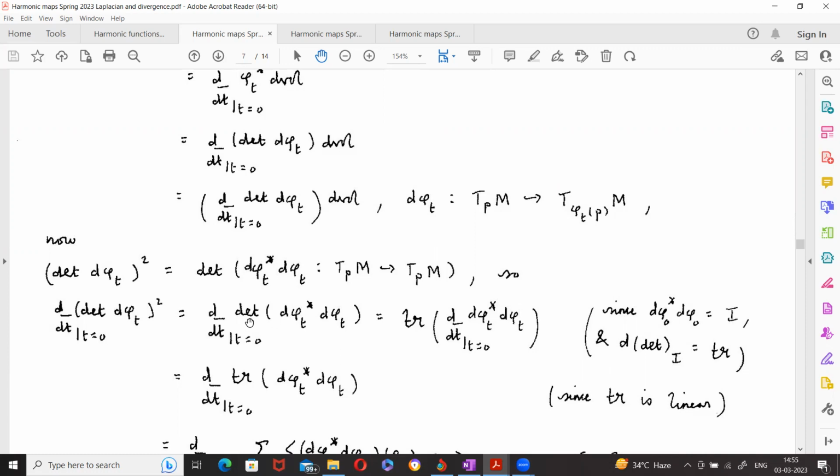So I'm differentiating the determinant of some family of matrices A(t) passing through the identity at time t equal to 0. So this is going to be the trace of the derivative of this family of matrices. So this is going to be trace of d/dt at t equal to 0 of d phi t star d phi t. That's basically the derivative of the singular terms of phi t, of the linear map d phi t.